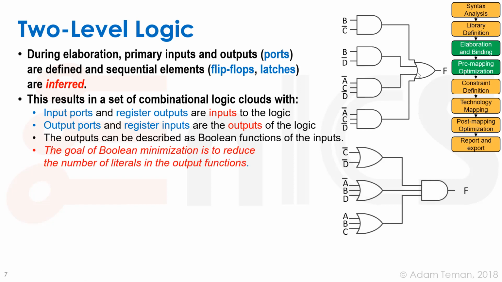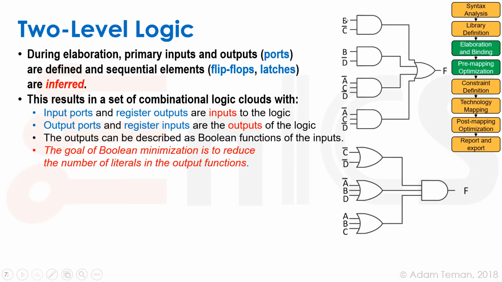What we're going to do in two-level logic is we're going to try to minimize the number of literals. So when we discuss the Boolean logic, we count the number of literals, or the number of times a certain input appears in our function. In the case of two-level logic, we just look at the number of literals that appear at the first level of the design.